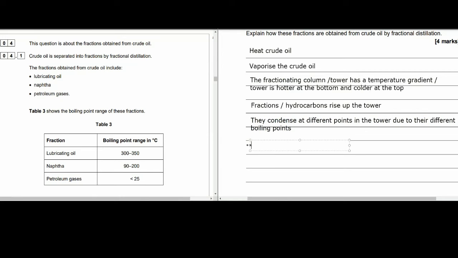Now, to put this into context of this question, petroleum gases, which are smaller chain molecules, have a lower boiling point, and they're going to rise further up the tower and condense higher up the tower. And then you would say larger molecules like lubricating oil, which have higher boiling points, are going to condense earlier on or lower down the tower at higher temperatures due to the fact that they have higher boiling points.